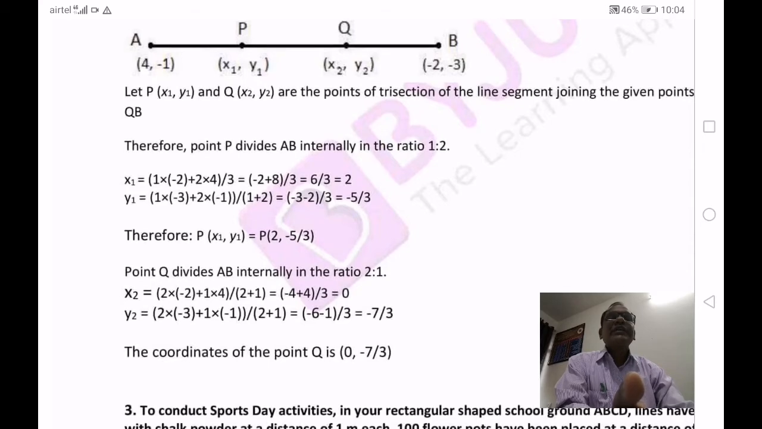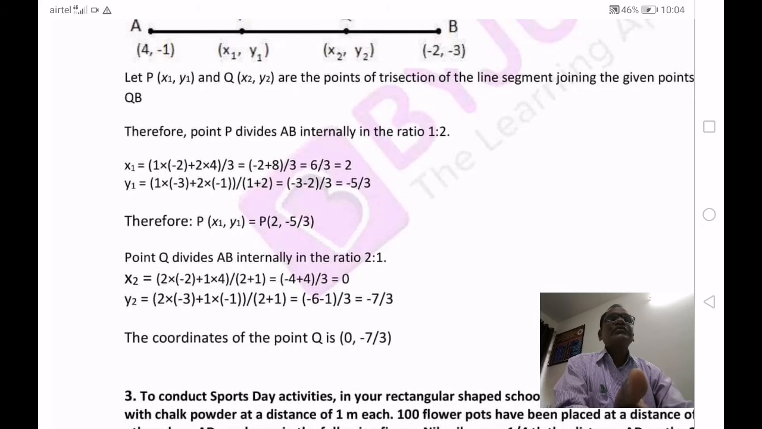P. Therefore, what is the formula? x = (m1x2 + m2x1)/(m1 + m2). M1 value is 1, m2 value is 2. x1, y1 and x2, y2 mean A and B. Therefore 1 into minus 2 plus 2 into 4 by 1 plus 2, m1 plus m2, that is 3. Therefore minus 2 plus 8 is 6 by 3, which equals 2.